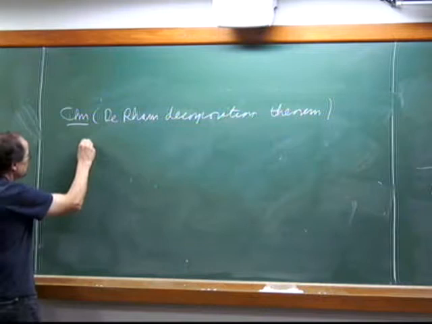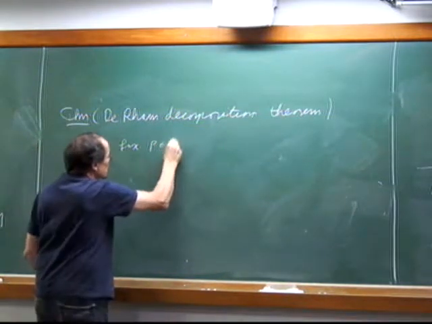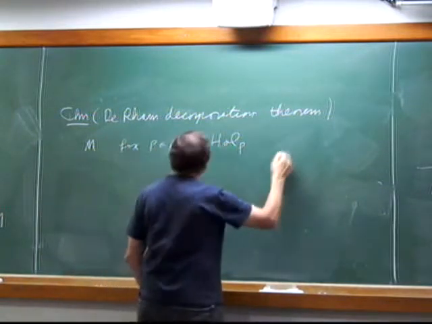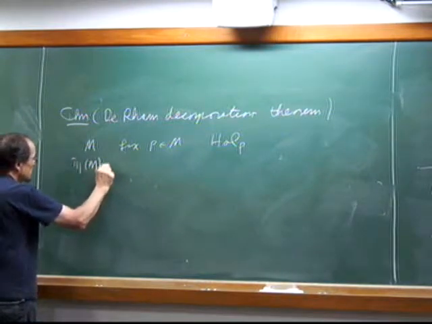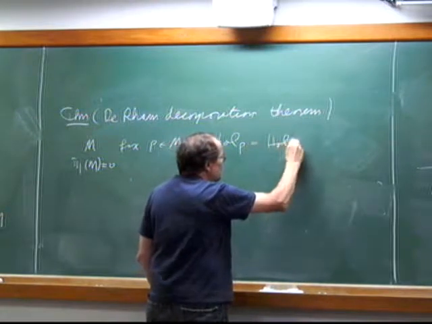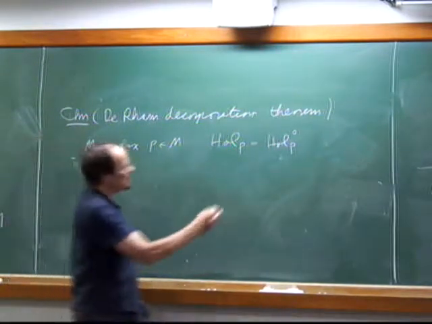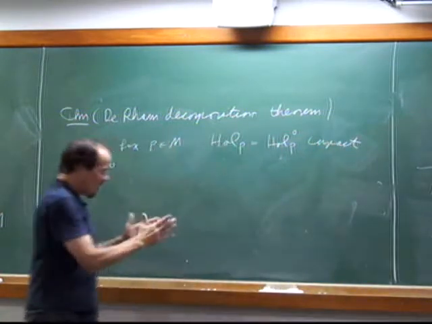So I have a manifold M. I fix a point P. I have a holonomy group at the point P. And I assume that M is simply connected, which means that Hol P is Hol P0. It's a connected group, and compact. It's connected and compact. So it acts on the tangent space.